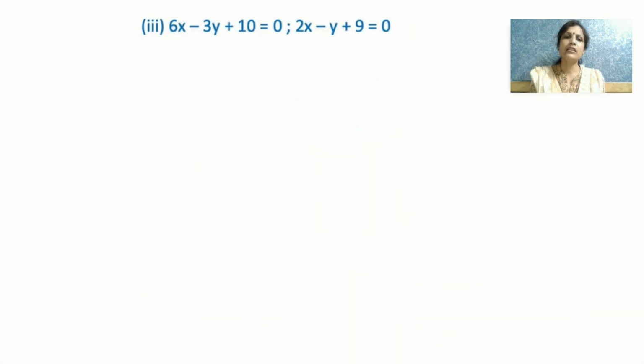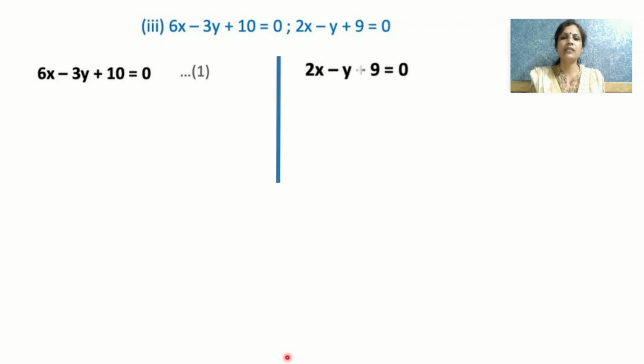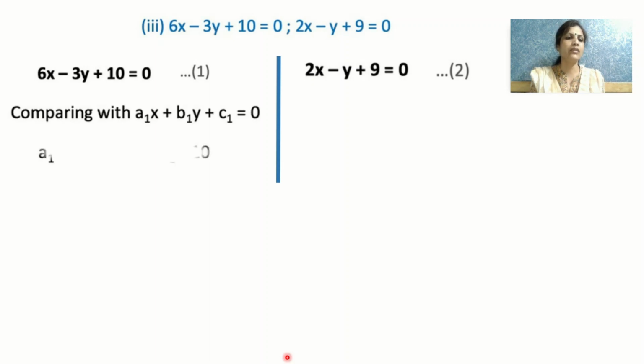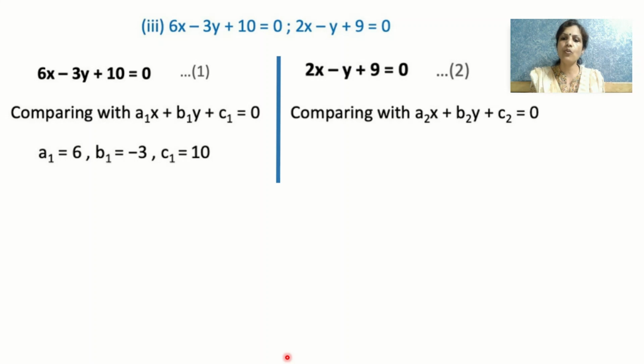In this sum, we'll consider 6x minus 3y plus 10 is equal to 0 as equation 1, and 2x minus y plus 9 is equal to 0 as equation 2. Again, comparing equation 1 with its standard form, we get a1 is equal to 6, b1 is equal to minus 3 and c1 is equal to 10. Similarly, for equation 2, we get a2 is equal to 2, b2 is equal to minus 1 and c2 is equal to 9.